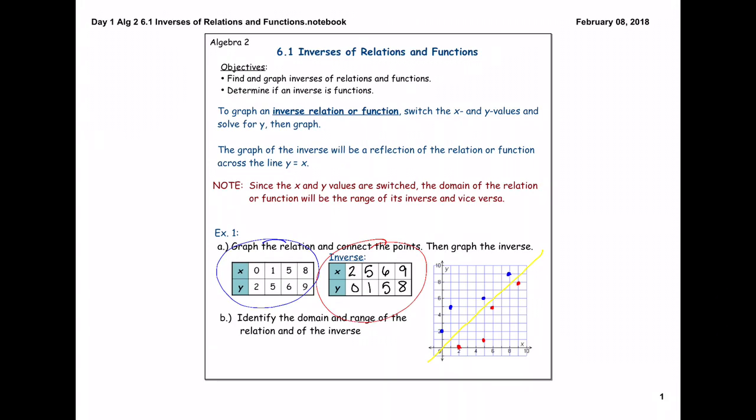The domain of our original relation is our x values, and the range of our inverse is our y values. You can see that the domain and range of our relation and our inverse are the same. The range of our regular relation is 2, 5, 6, 9, and the domain of our inverse is 2, 5, 6, 9. So you can see how these are opposite of one another.